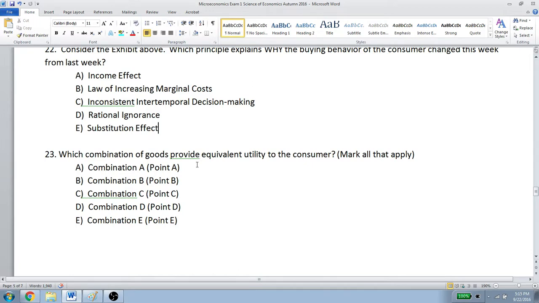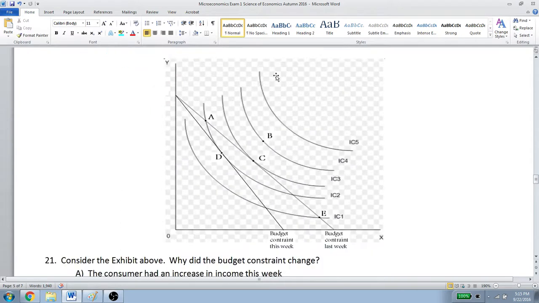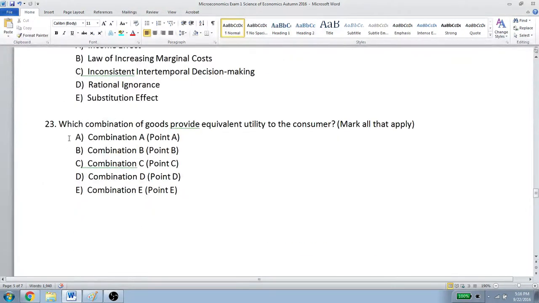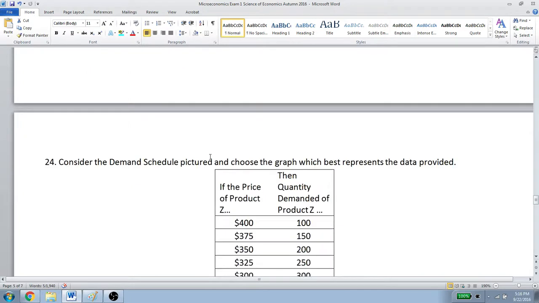All right, now, last three questions. Which combination of goods provide equivalent utility to the consumer? Well, in this one, there's nothing on that one. There's only one letter on that curve. We're looking for anything that's on the same curve. C has only one, A has A, D. Okay, A and D. So you would put into your Scantron, you would mark A and you would mark D, because that would be the answer, A and D.